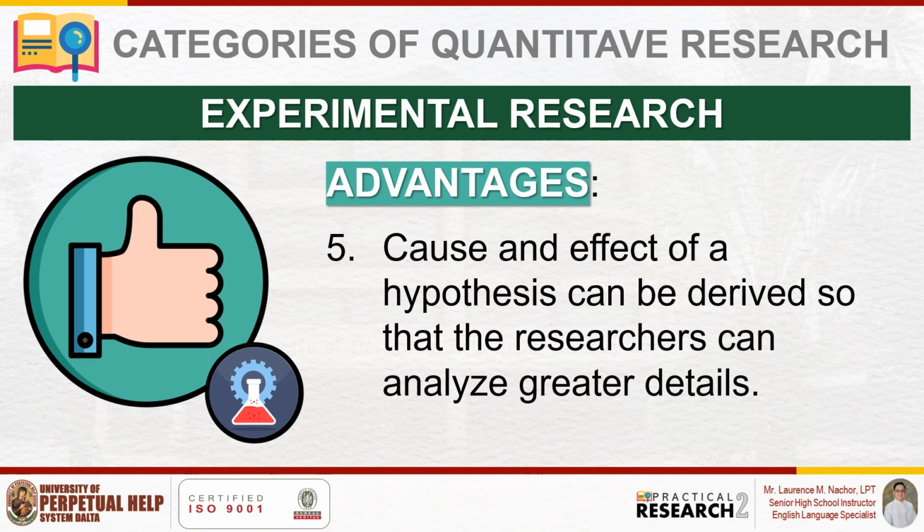The fifth advantage is that experimental research allows researchers to establish cause and effect relationships. We already mentioned this. Ano po? By manipulating one variable and observing changes in another, researchers can directly test whether the independent variable causes an effect on the dependent variable.